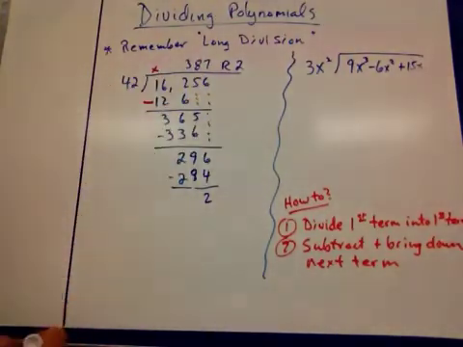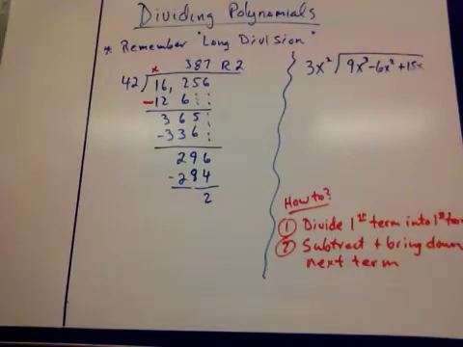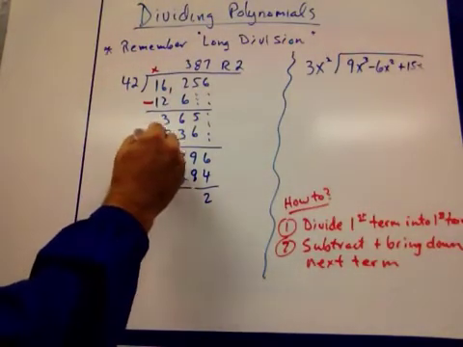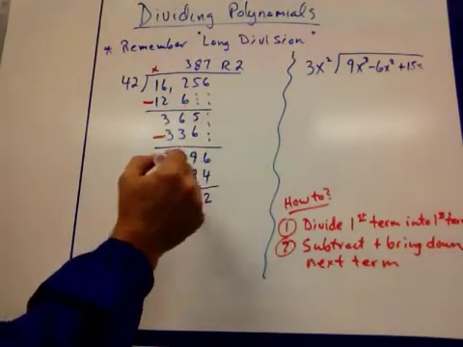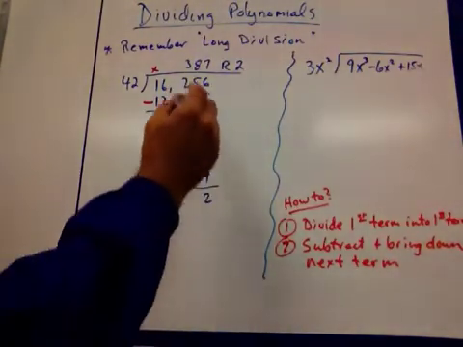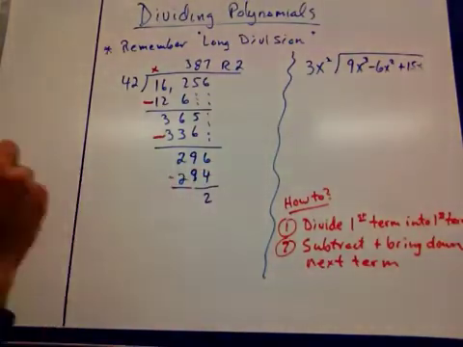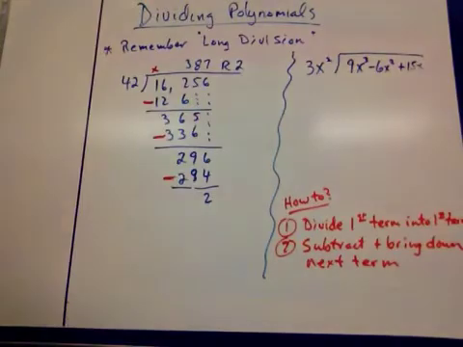Bring down the next term. 42 doesn't go into 36, but it goes into 365. It's 8 times. 8 times 42 is 336. Subtract, we get 9. We borrowed 1 there. 5 minus 3 is 2. Bring down your final digit. 7 times 42 goes into 396, 394. Subtract, you're left with 2. That's your remainder. Long division. You did it back in the 3rd and 4th grade.